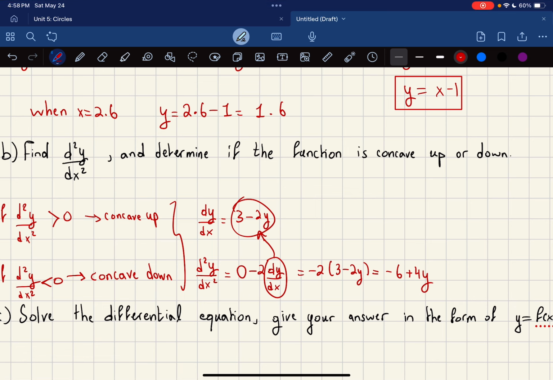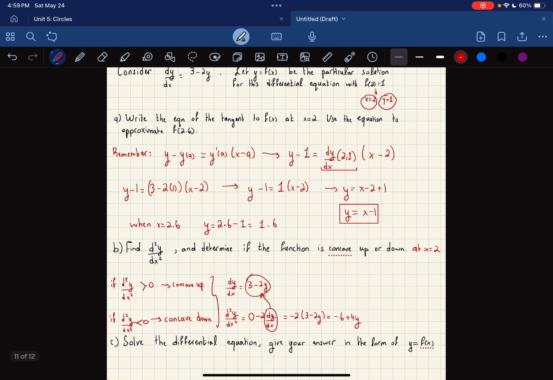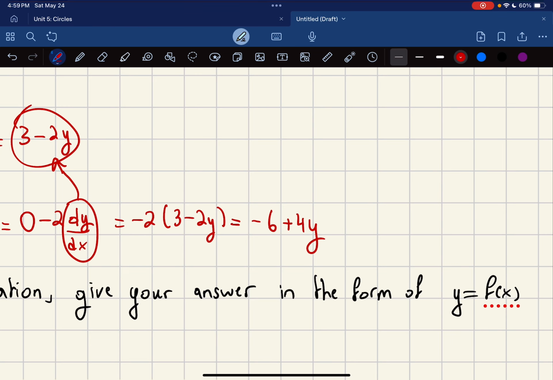Now, we need to find it at that specific point, right? So basically determine the value of it at x equals 2. So at x equal to 2, the y is basically equal to 1, right? So instead of the y, we're going to replace it with 1. So x equals 2, y equals 1. But there's no x over here, so there's no significance for the x. However, y is there, so we're going to replace it with 1. Minus 6 plus 4 times 1, which is going to be minus 2. And minus 2 is negative. That means it's going to be concave down.